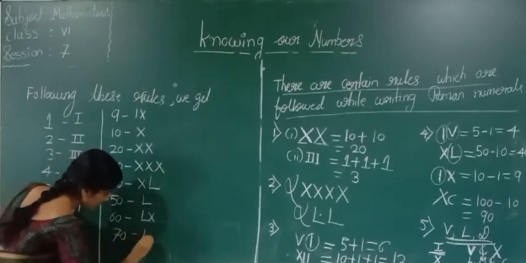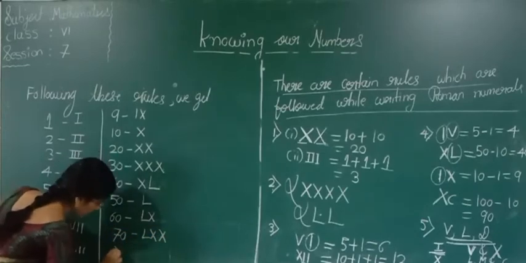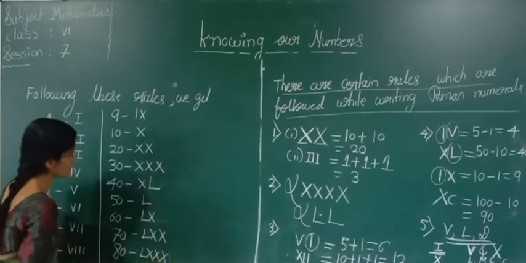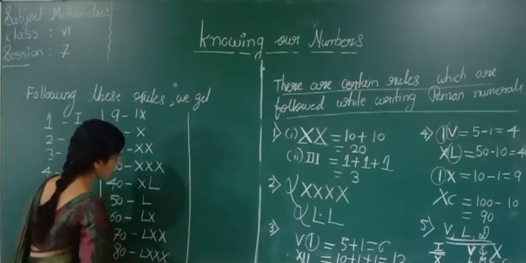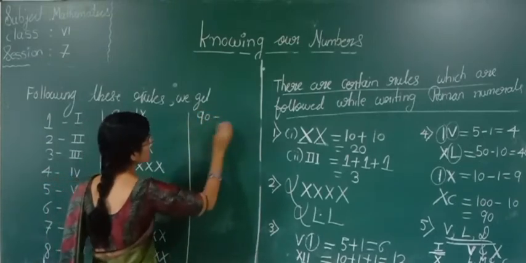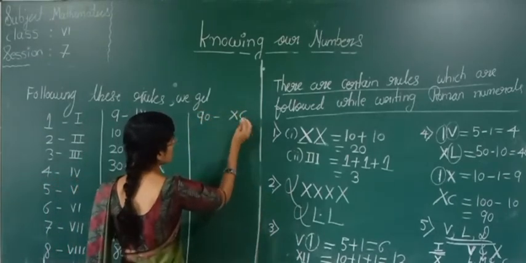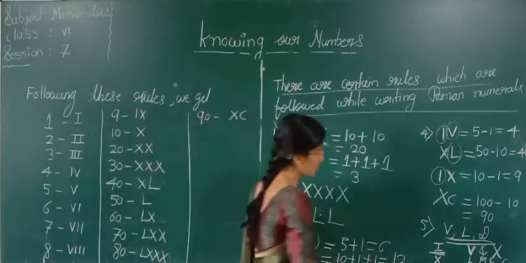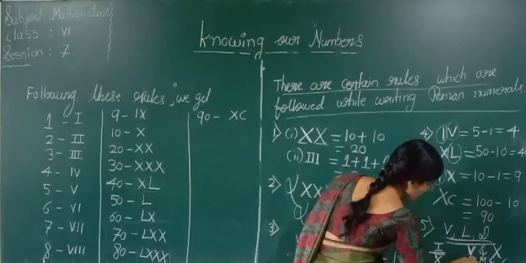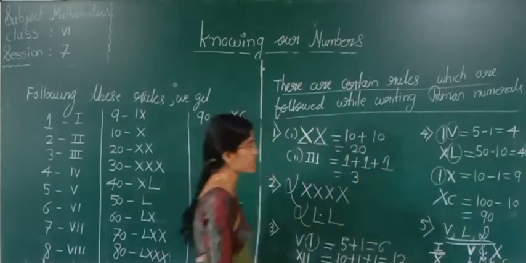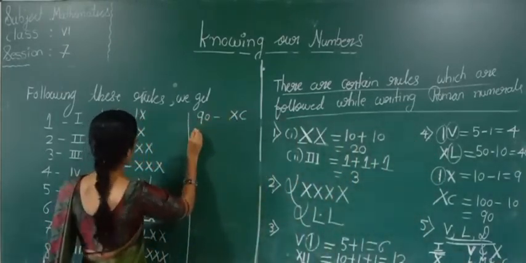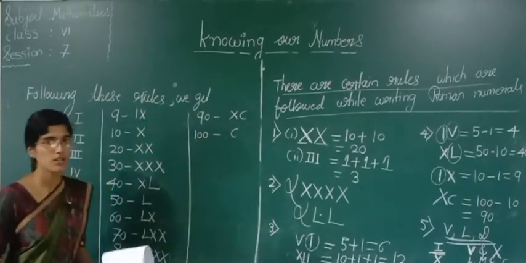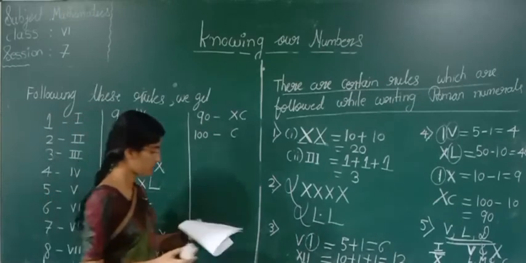70, LXX. 80, LXXX. I will write 90. 90 is nothing but XC. Okay, 100 minus 10. See the fifth rule? The symbol X can be subtracted from L, M and C. Okay, it is applying here, no? 100, it is C. Okay, now we will see some problems here.